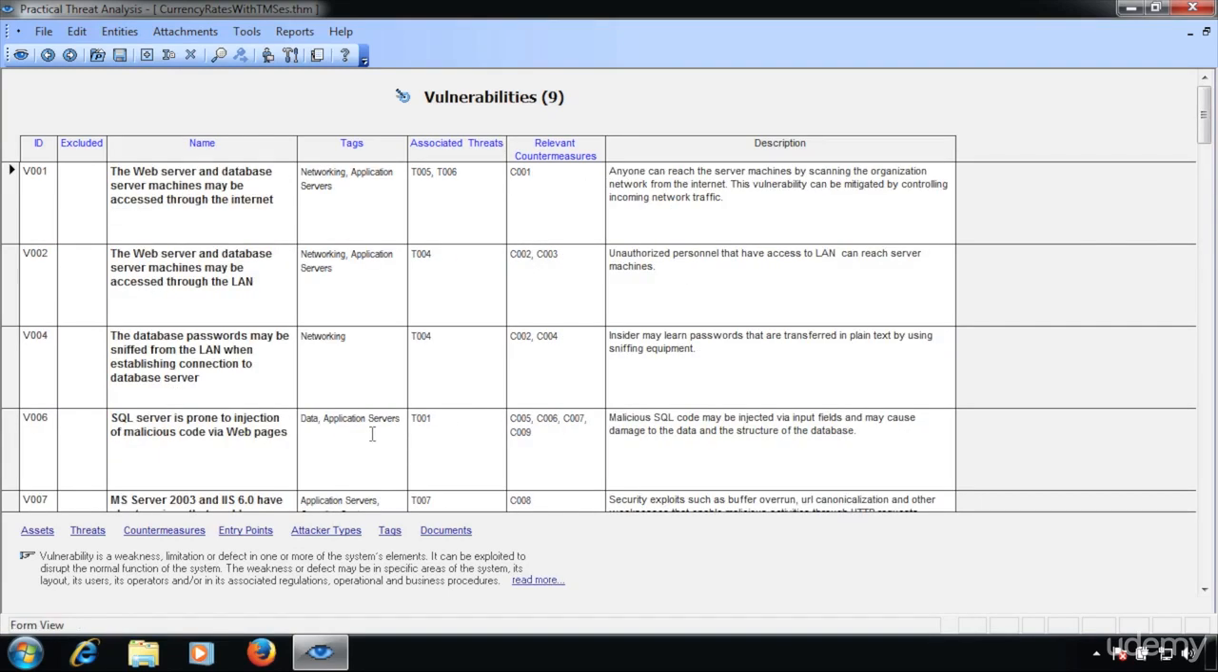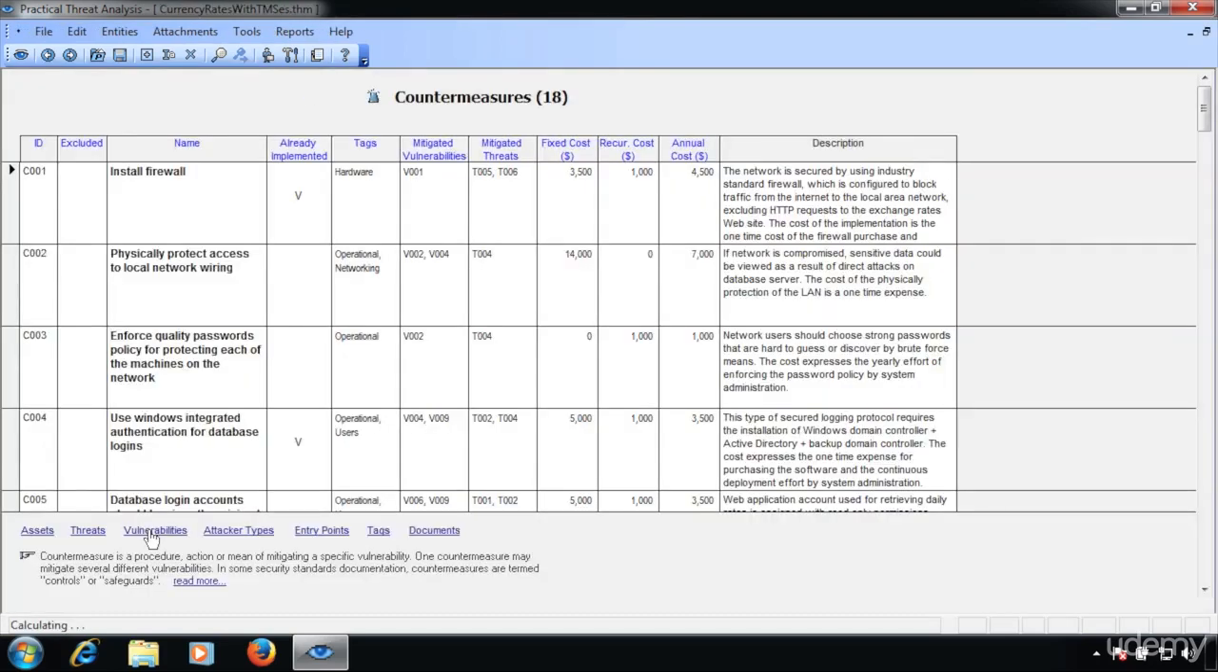Now, let's talk about what are the countermeasures implemented for such vulnerabilities. Firewall. And install a firewall. Now, that looks like it's already implemented. Yes, it's a hardware firewall. So, which vulnerabilities are we mitigating here? Only vulnerability 1. Now, vulnerability 1 allows 2 types of attacks or threats, which are threat 5 and threat 6. So we're actually now mitigating 2 threats.